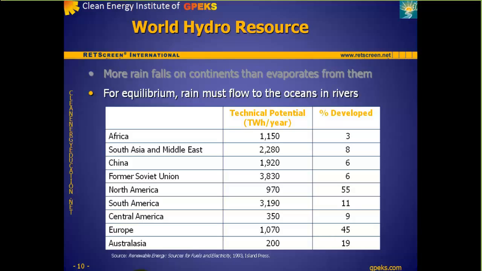This technical potential, broken down by geographical area, is shown in the first column of figures in the table on this slide. The former Soviet Union, the rest of Asia, and South America have the largest technical potential. The rightmost column of this slide shows the fraction of this technical potential that is actually being used. In Europe, Japan, and North America, 50 to 65% of the technical potential has been exploited, and this appears to approach the limit of what can be economically exploited.